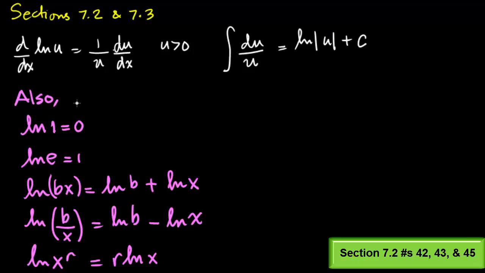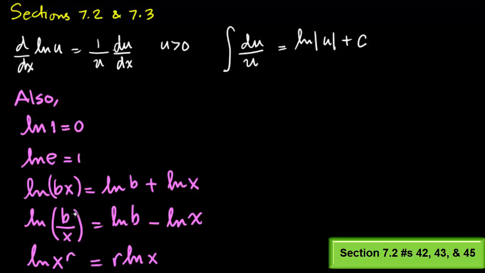A few things we have to remember as well would be the natural log of 1 is 0, because remember this is saying what did I raise e to get 1? It's e to the 0 equals 1. Naturally, the natural log of e is 1. The product rule is that if we take the natural log of a product, it's equal to the sum of the natural log of each factor.